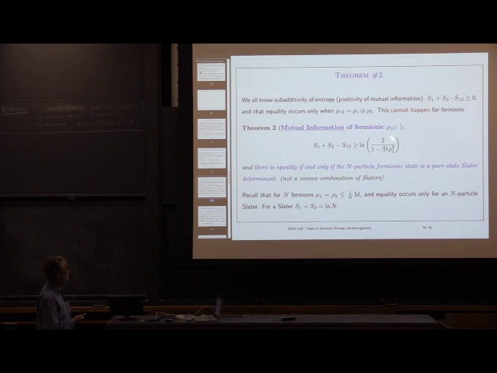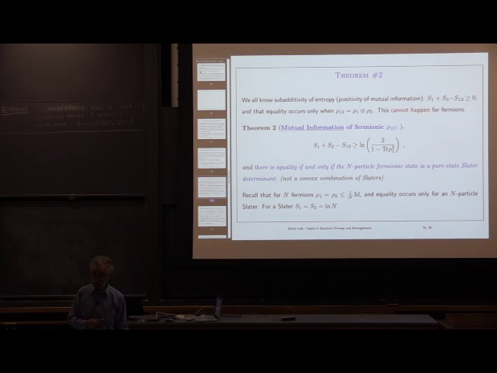And so this is not 0. And there's equality if and only if the n-particle fermionic state is a pure state Slater determinant. Not a convex combination this time. It really has to be one Slater determinant. And then you get this as a lower bound, and it's not 0. And that's the smallest you can have for fermions for the mutual information. So again, Slaters minimize.